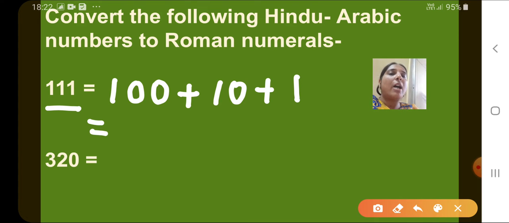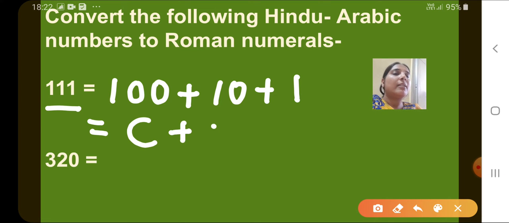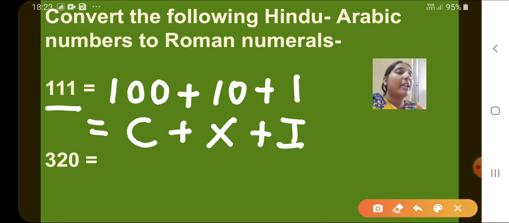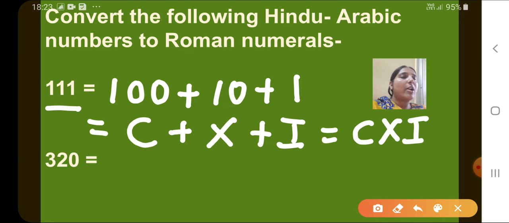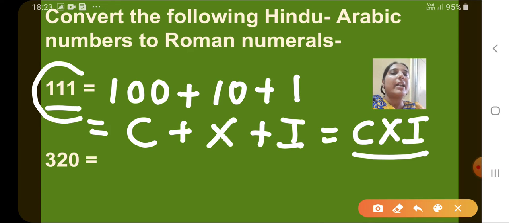Now you already know how we write 100 in Roman numeral? Yes, we write C for that. Then how do we write 10? Yes, X. And then how do we write 1? We write I for that. So now we will write it together. So this will be C, X, I. Got it? So this will be the Roman numeral for number 111.